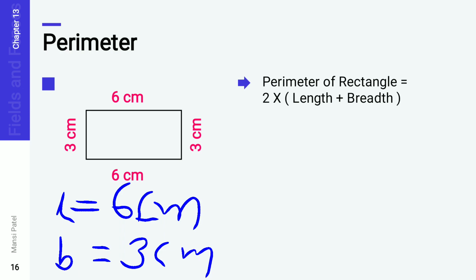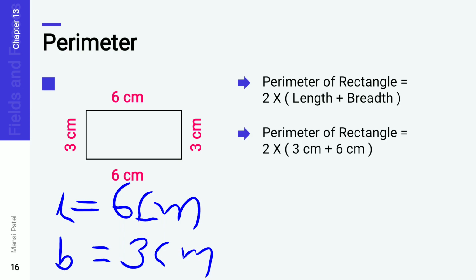Now you are just putting the value. Perimeter of rectangle is equal to 2 as it is. Now in the bracket you have to write down the length and the breadth. If you are taking length as 3 centimeter and breadth as 6 centimeter, then it's okay. If you are taking length is equal to 6 and breadth is equal to 3, then these both are equal. If you are doing the addition of 6 plus 3, then it is 9. And if you are doing the addition of 3 plus 6, then it is also 9.